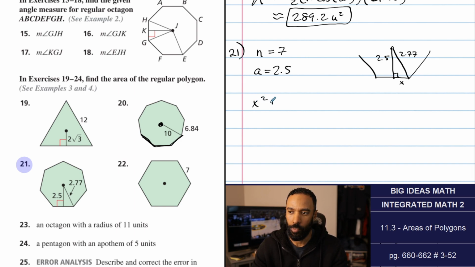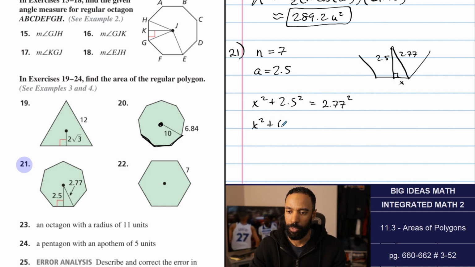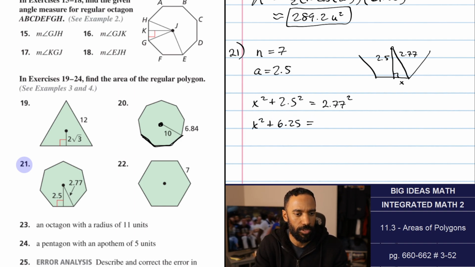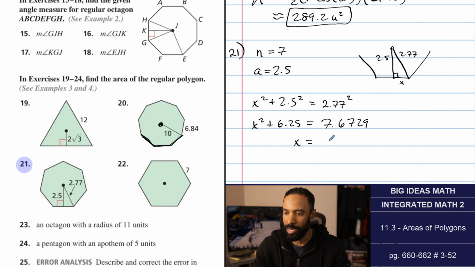So let's start with x squared plus 2.5 squared equals 2.77 squared. And I'm actually thankful that they did that for us with the heptagon, because that would have otherwise been a rounded angle measure value, and then we got to work off that. Not to say we're not going to have to round here, but this is x squared plus 6.25 equals, let's see what 2.77 squared is. 7.6729. Let's subtract 6.25, and we get 1.4229. So x is the square root of that value, right?